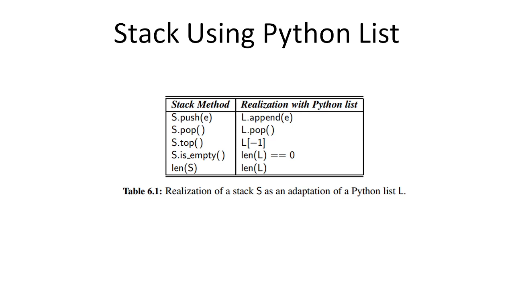So here we have push, pop, top, is_empty and len methods. Similarly, there are methods present in the Python list. For example, instead of push, we have the append method. Pop is also pop there. Then if you want to retrieve the top element, we can retrieve L[-1], which is going to return the last element. It reads from the last of the array. So we get the top element of the stack.